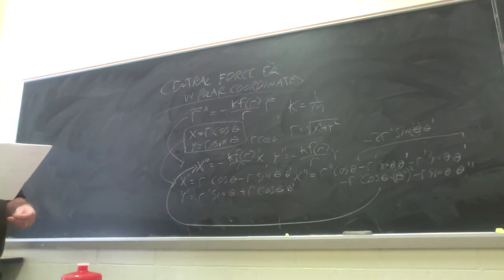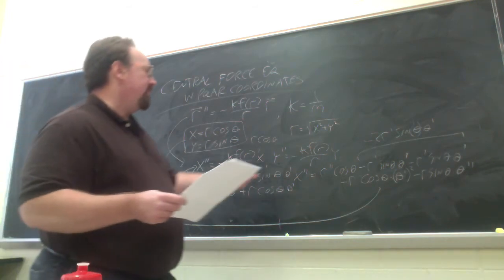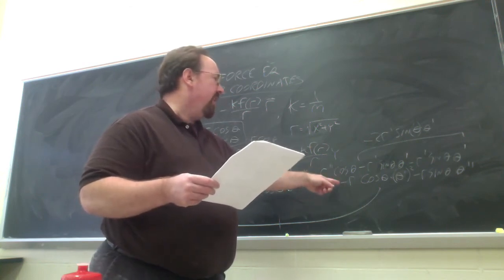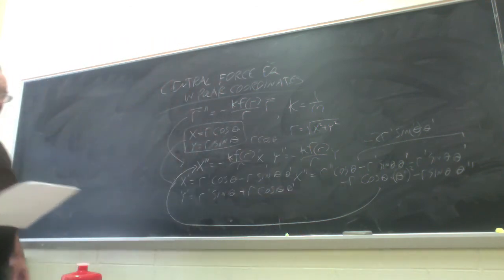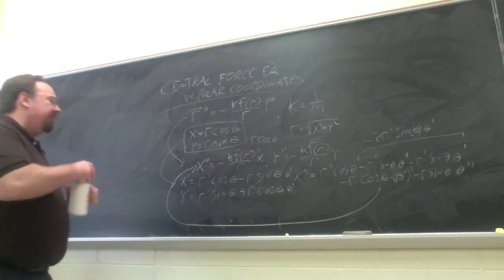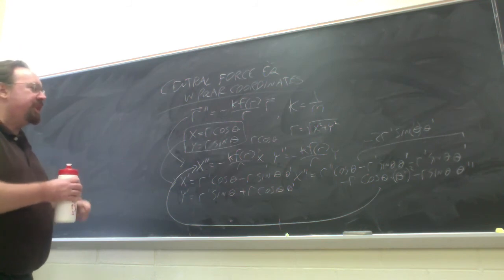So y double prime is essentially the same as this, except wherever you have cosine, you have sine, and then some of the minuses become pluses. That's the only difference. Okay. So it's just a lot of chain rule and product rule.